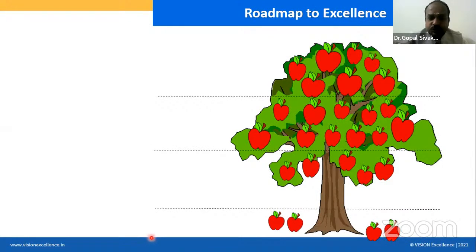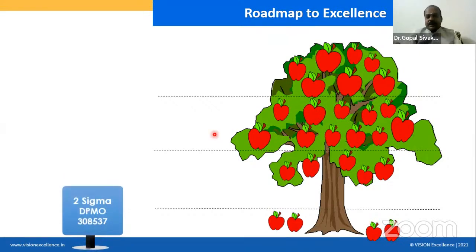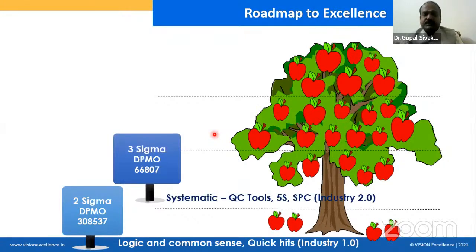Every organization should move up the ladder of market share, and they should be able to grab away a major portion of the market. And a good starting point can be 5S. The starting point can be statistical process control. The starting point can be learning to use the QC tools.